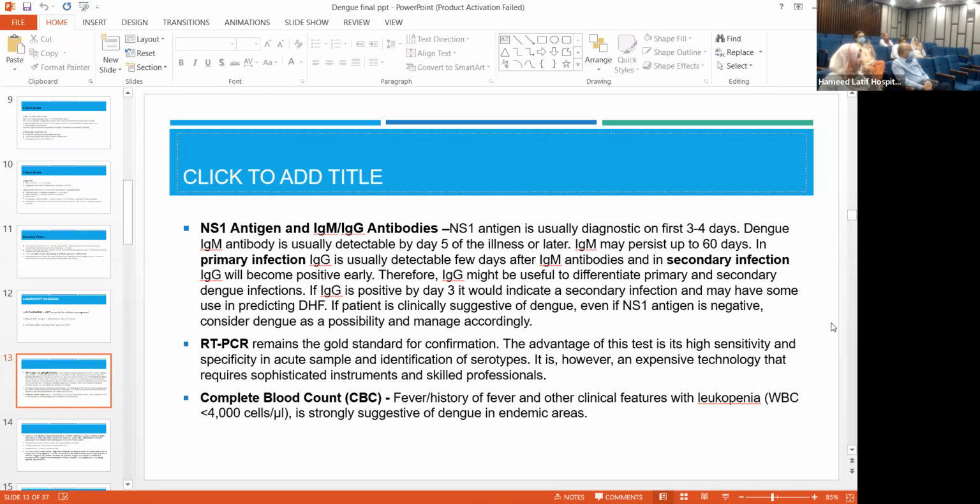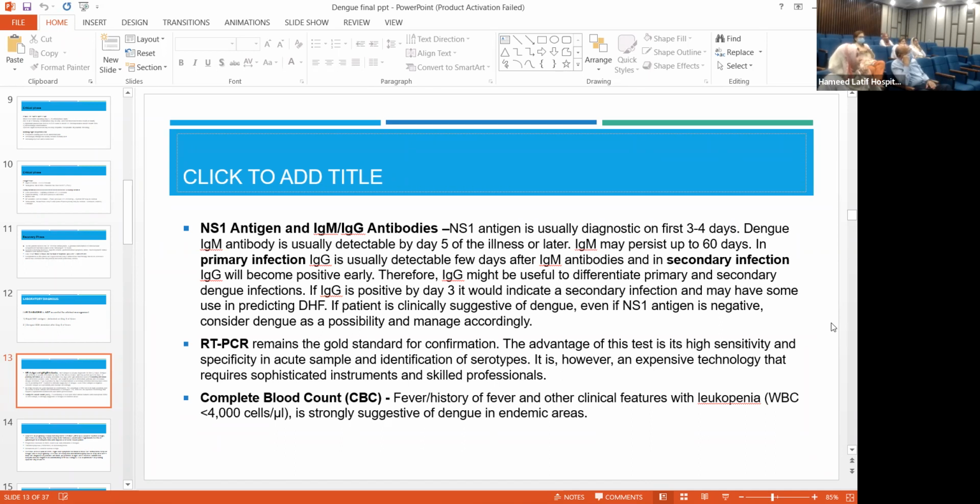The details are here. NS1 antigen is usually diagnostic for the first 3 to 4 days. And after that, the IgM antibodies can be detected from day 5 in the primary infection. And after day 5, IgG antibodies also form. In the secondary infection, the IgG antibodies might be detected earlier, on day 3. This will differentiate between the primary infection and the secondary infection. And this can also be a prediction for dengue hemorrhagic fever, in which plasma leakage occurs.